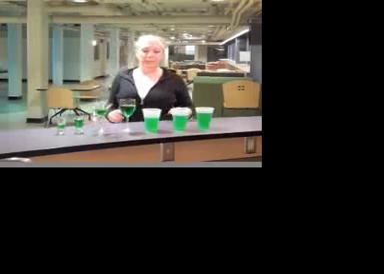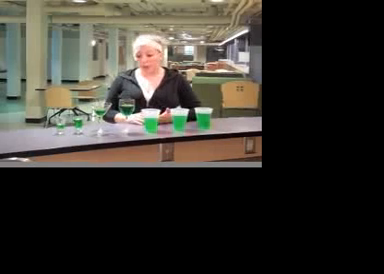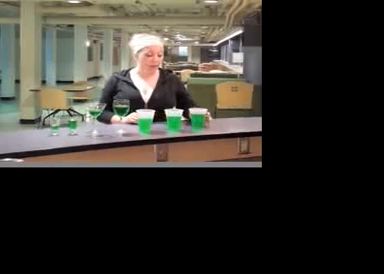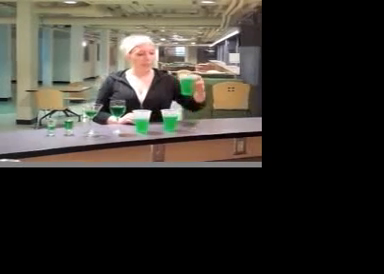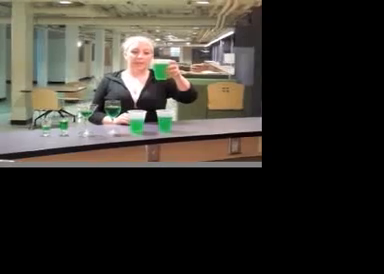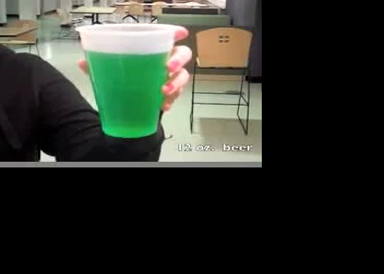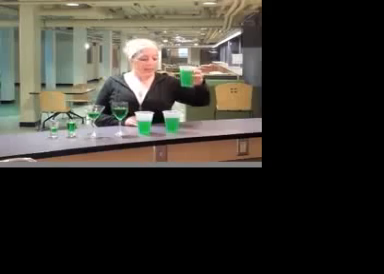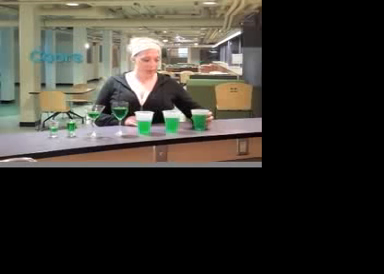I have these cups filled to the appropriate serving size with colored Kool-Aid to help us see the difference. Let's get started with your standard beer. Beer contains 3 to 5% alcohol and the serving size is 12 ounces. That's your standard can. It would look a little something like this in a solo cup. Standard beers are Budweiser, Coors, Miller, and anything along those lines.